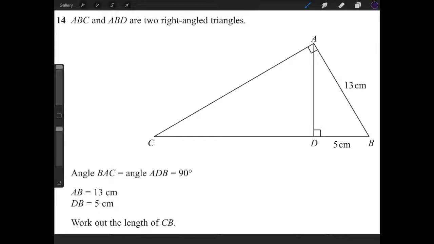Angle BAC is equal to angle ABD, and that's 90 degrees, and that's this angle up here and this angle up here. AB is 13 centimeters and DB is 5 centimeters. Now, if you recognize from this, we can use Pythagoras, and we can say that A squared plus 5 squared equals 13 squared. So A squared plus 25 equals 169. Rearranging that, I get that A squared equals 144 and A equals 12. So this value here is 12.